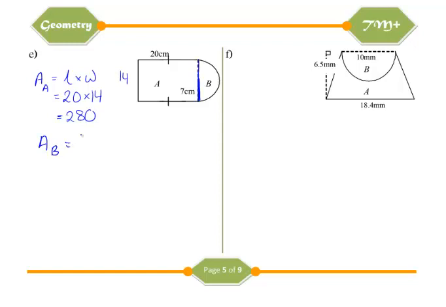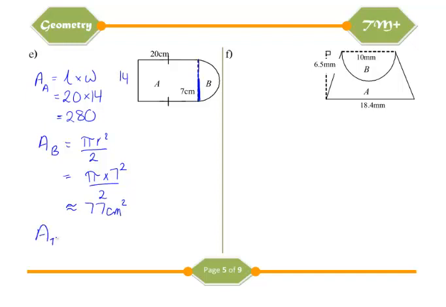Area of B is half a circle, so the area of a circle is pi r squared, but we only want half, so we're going to divide that by 2. So now we've got pi times 7 squared divided by 2. 7 7s are 49, so 49 times pi divided by 2 gives me approximately 77 centimetres squared.